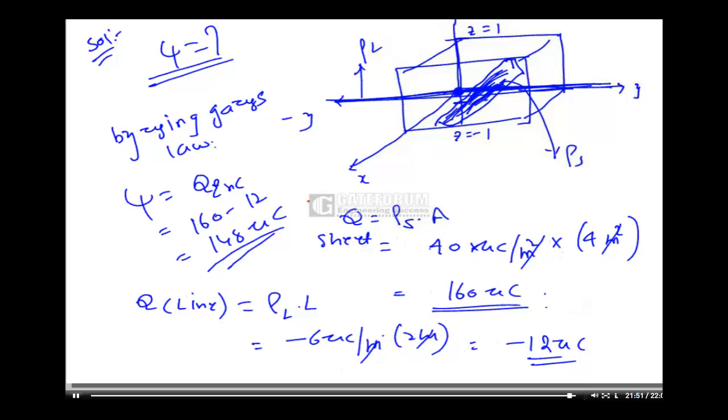So this kind of problems are very interesting. You can directly calculate the total flux leaving through the cube, which is 148 microcoulombs. So we can expect this type of questions in the examination.